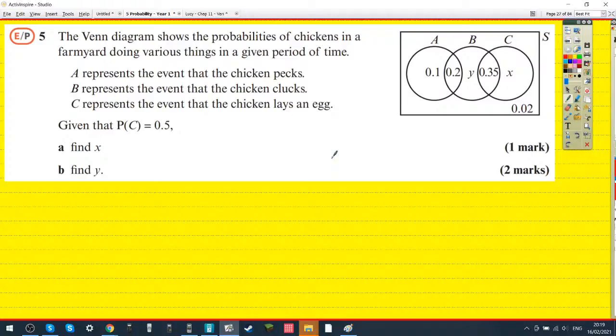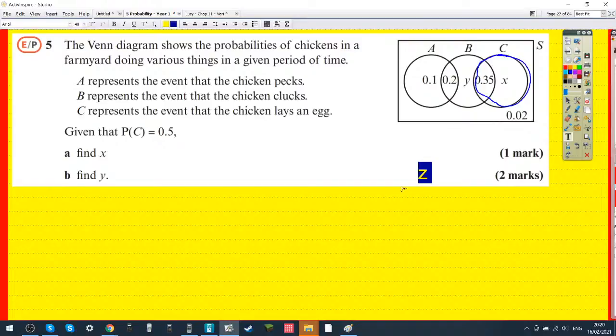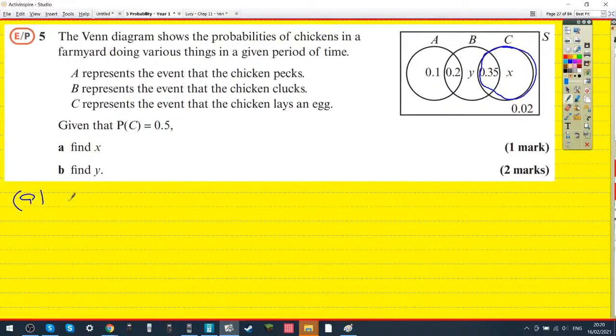So when it says P(C), does that mean the X? The probability of C is this whole circle. So you do 0.5 minus 0.35, which is 0.15. Well done. So that's X. Yep, 0.15. And how about Y?